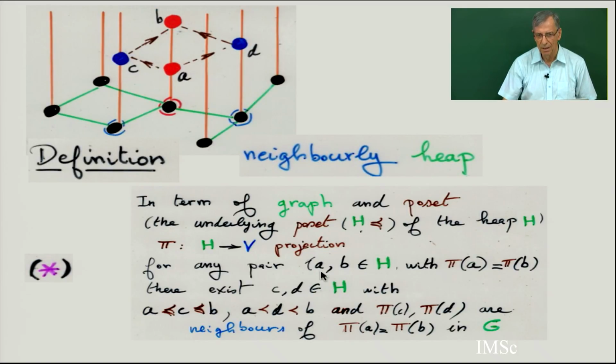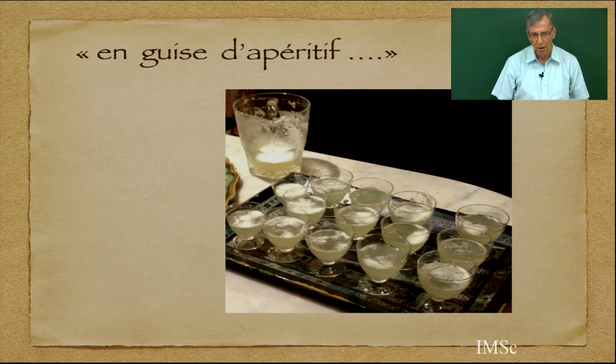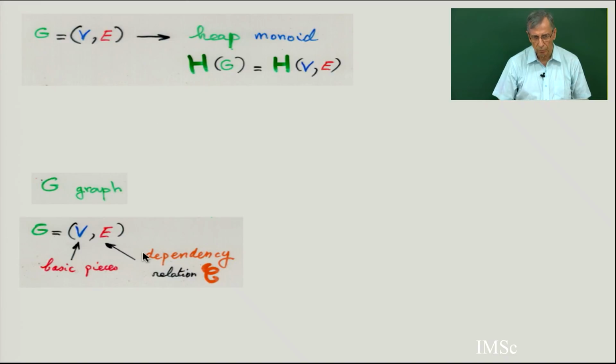Here is a picture. For any pair A and B which have the same projection on this vertex, in the poset underlying the heap there are two other pieces, C and D, such that their projections are connected by an edge to the projection of A. So these pieces are in competition, they are in dependency. So the graph is the graph of the concurrency relation? Yes, the graph is the graph of the concurrency relation.